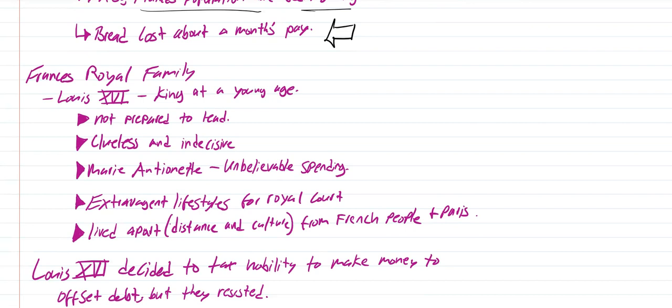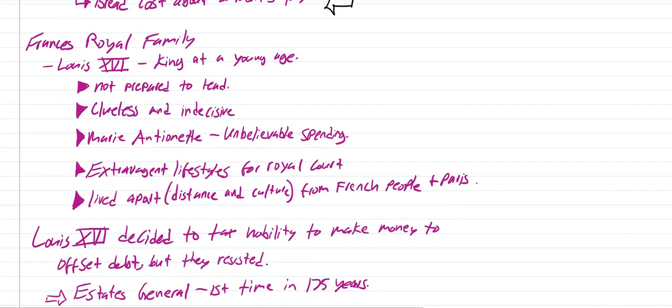And so meanwhile, let's look back at the royal family. At this point, Louis XVI is going to become the king. He was a very young monarch, not prepared to lead, really had no idea what he was doing. He was clueless and indecisive. His wife, Marie Antoinette, this right here was an arranged marriage. She was Austrian, and she had unbelievably terrible spending habits where she would just waste away tremendous loads of money.